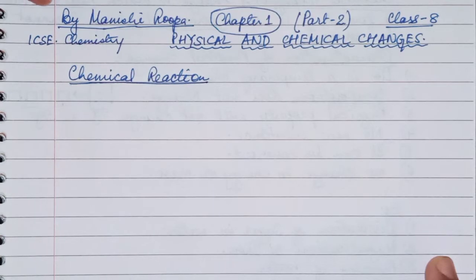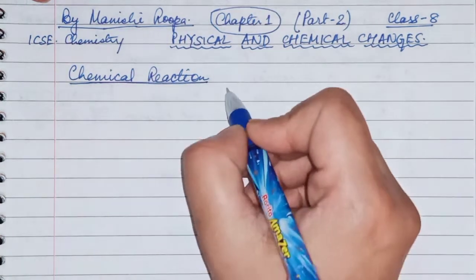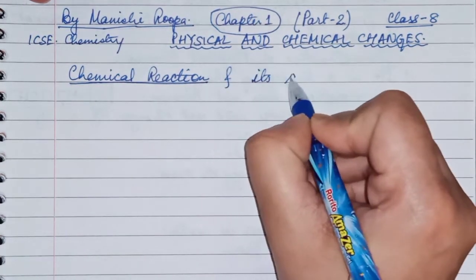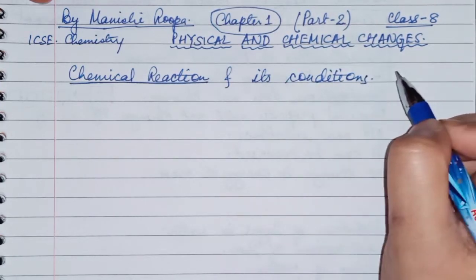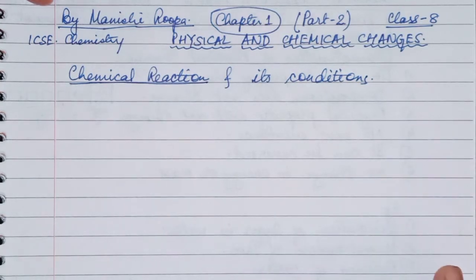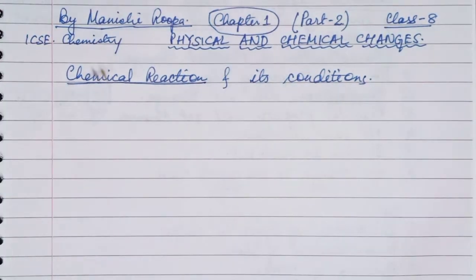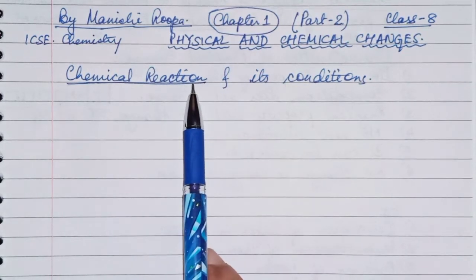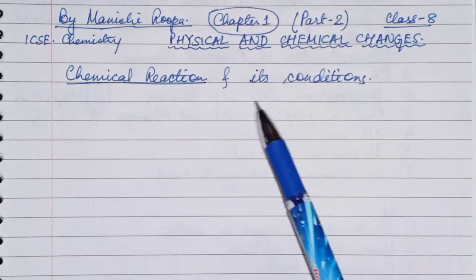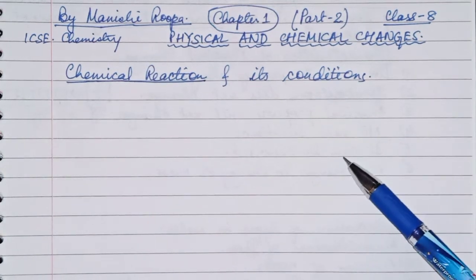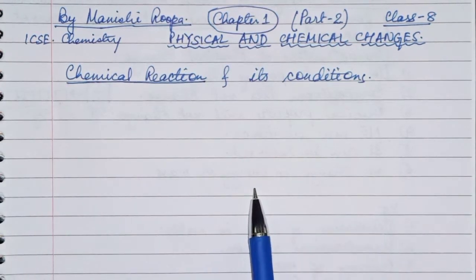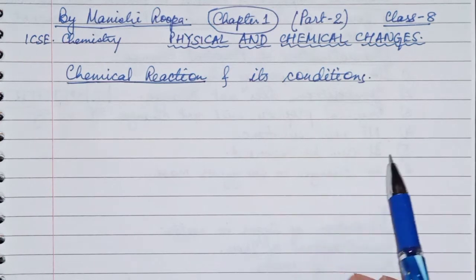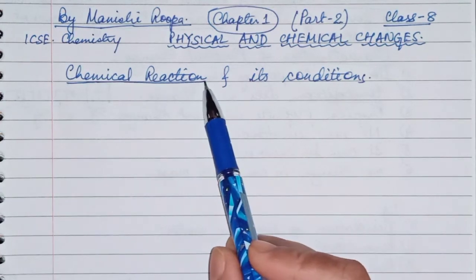What are chemical reactions, and the conditions on which they are based? So what is a chemical reaction, children? See, chemical reaction is based on chemical change. Chemical change is that in which a new substance is forming and its composition is totally different from the previous substance.